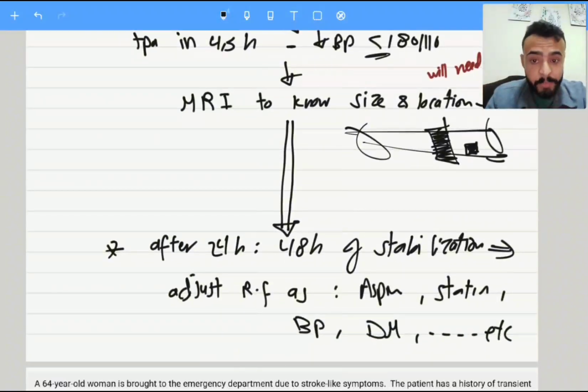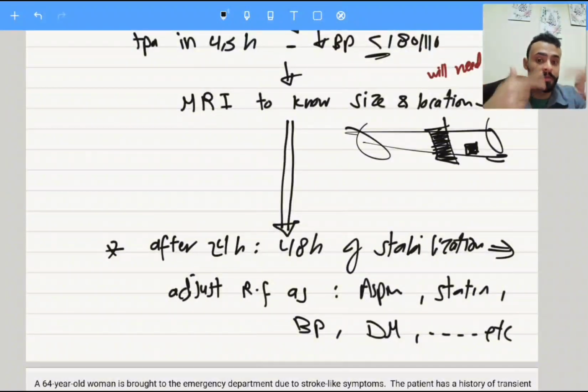After that, we want to correct the patient risk factors, or we want to search the causes of the thrombi to prevent recurrence. Okay, the commonest two causes of thrombi, atherosclerosis. So we will control atherosclerosis risk factors: aspirin, statin, blood pressure, glucose, smoking, etc.